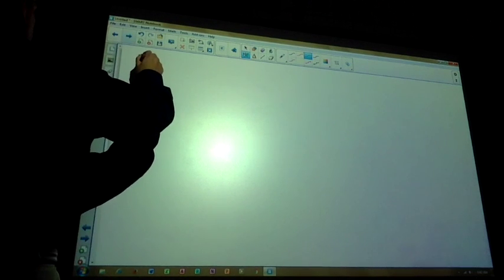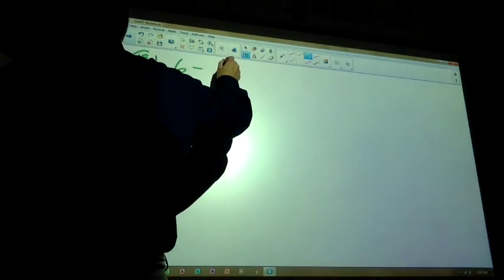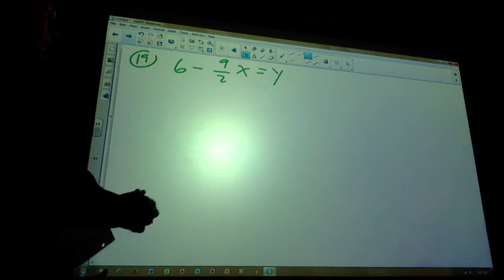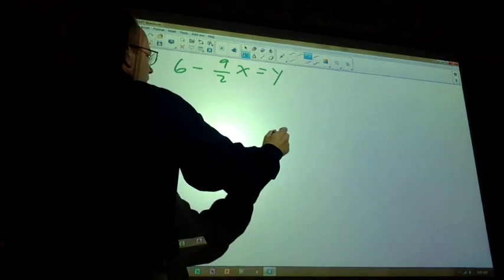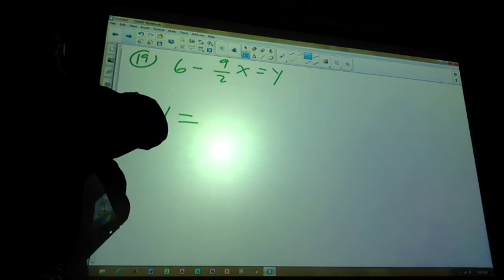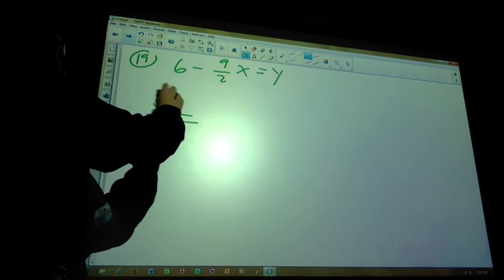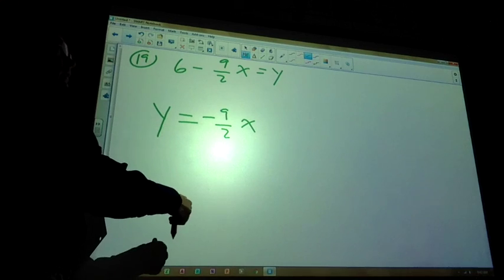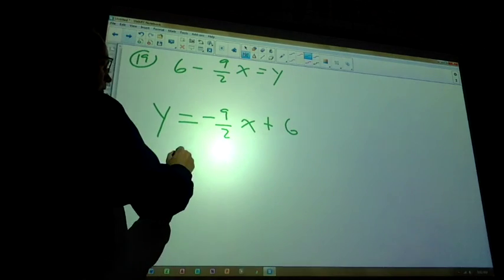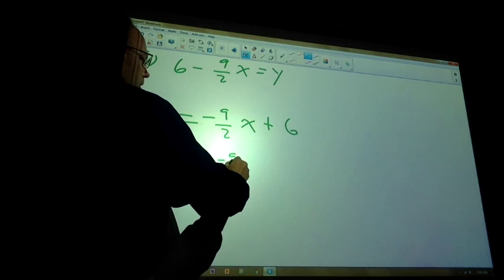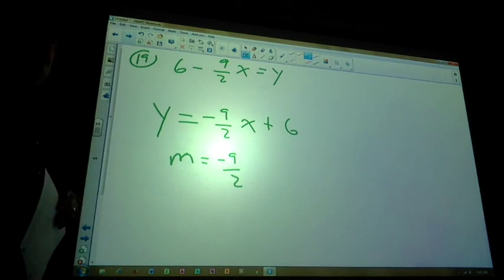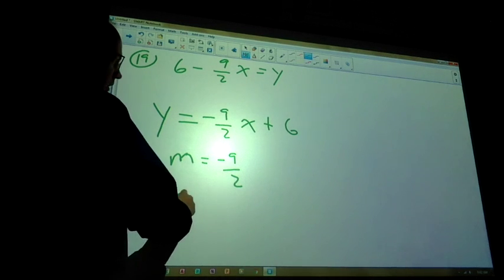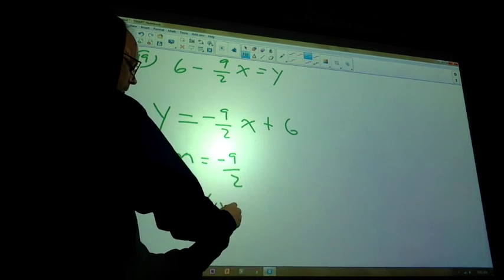Number 19, we have 6 minus 9 over 2x equals y. So I want to put it as y equals mx plus b. So what is my slope on this one? Negative 9 over 2x. And is it going to be plus 6 or minus 6? Plus 6. So my slope is negative 9 over 2. Don't put the x in it. It's just the fraction in front. It doesn't have the x attached. Okay? And then b is equal to 0, comma 6.